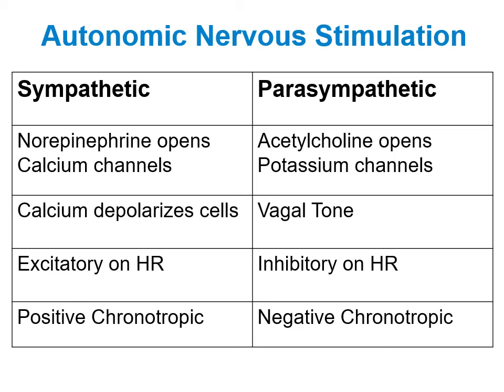In fact, the heart is under constant slight inhibition by cranial nerve 10, the vagus. That's called vagal tone. Take some time to stop here and review how the sympathetic and parasympathetic neurotransmitters change heart rate.